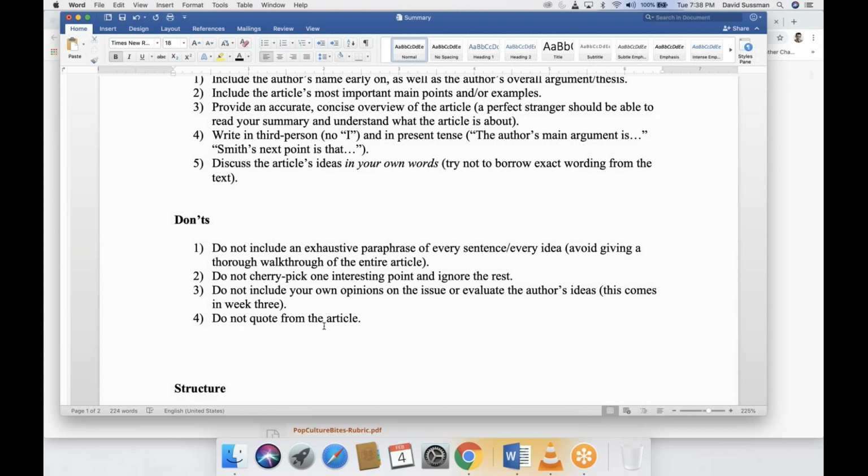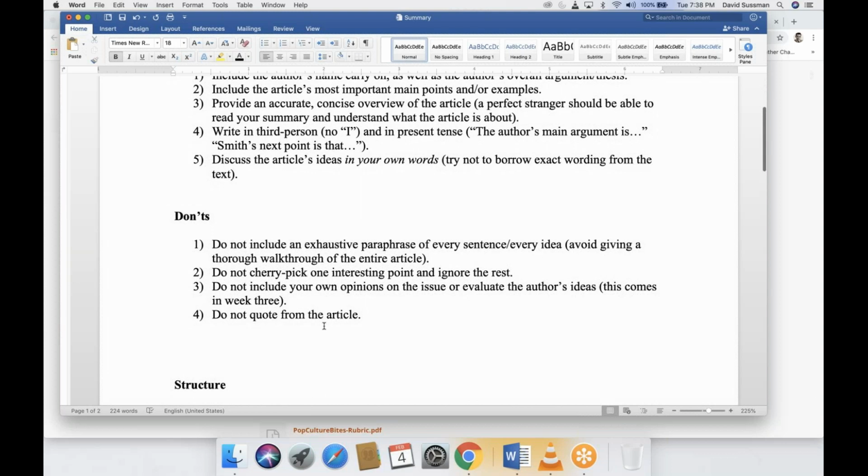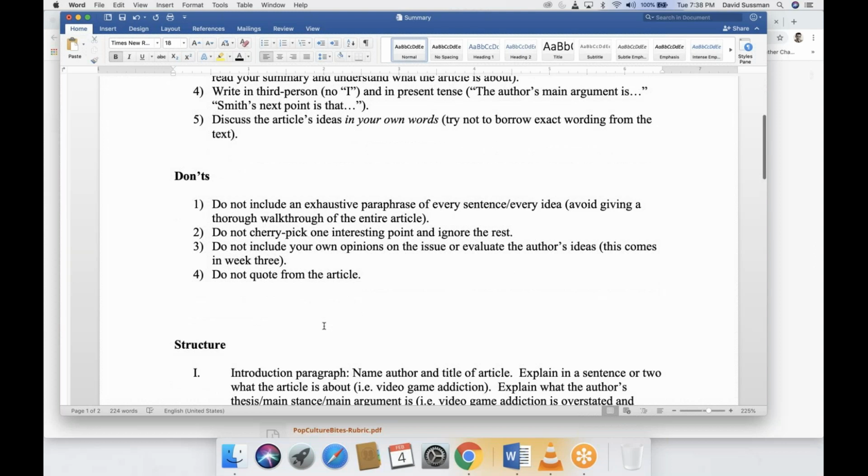Do not quote from the article. There's no reason to at this point because the summary is written in your own words. You're explaining to me what the article is about. Now, this should be a multiple paragraph essay. That's the other big thing I see: some students hand in a one paragraph summary. Sometimes it's 300 words and it's a pretty good summary. Other times it's very short, but this should be multiple paragraphs.